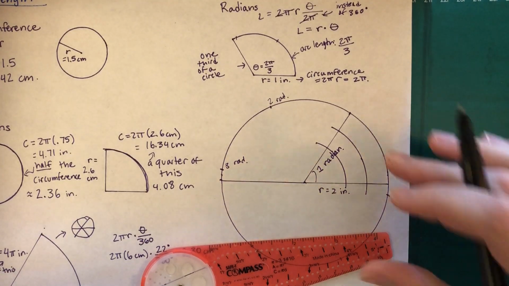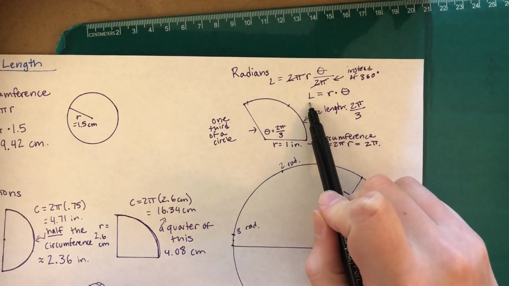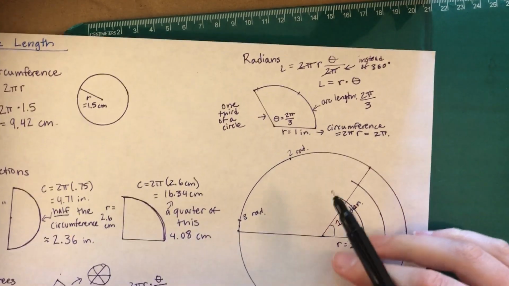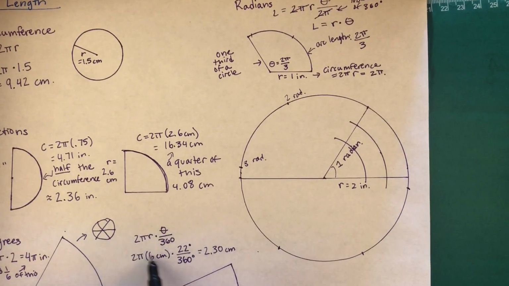So, the main lesson here, to figure out the arc length, if you know the angle in radians, it's just the radius times the angle in radians. If you know the angle in degrees, you could convert to radians, or you could use this slightly more complicated formula.